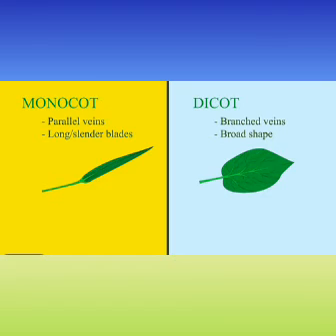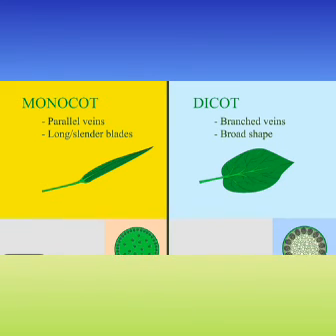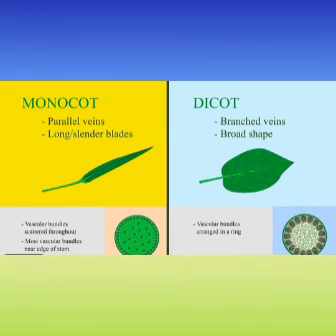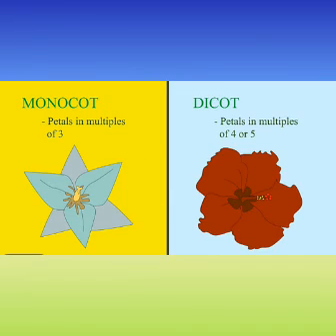Coming to the differences, monocotyledons have parallel venation, and in dicots we can see reticulate venation. The leaves will be long, slender and blade-like in monocots. The leaves in dicots will have a broad shape. The vascular bundles in monocots are scattered throughout the stem, with most near the edge. Coming to the dicots, the vascular bundles are arranged in a ring.